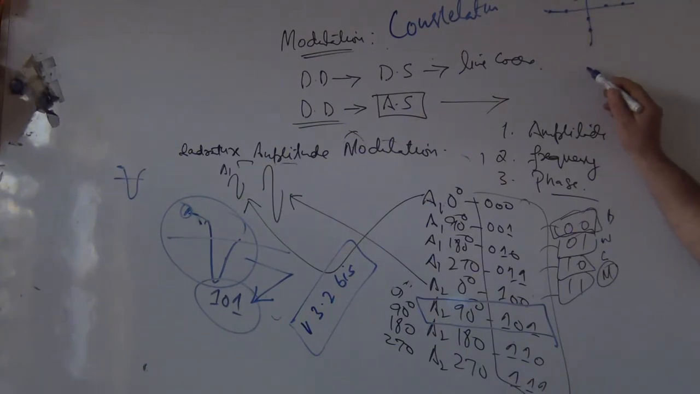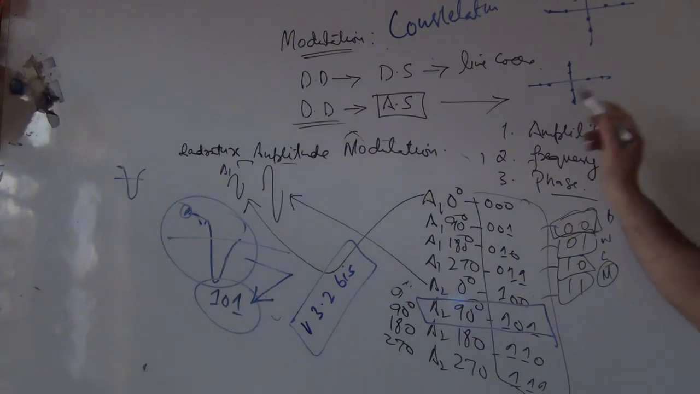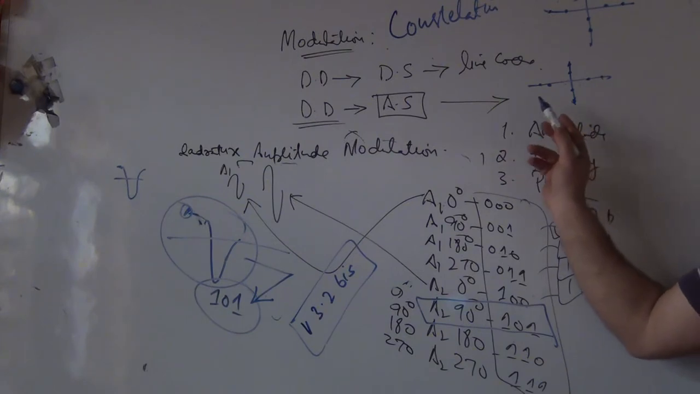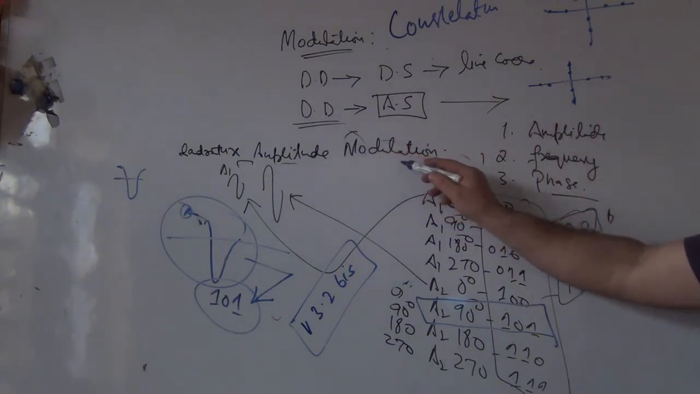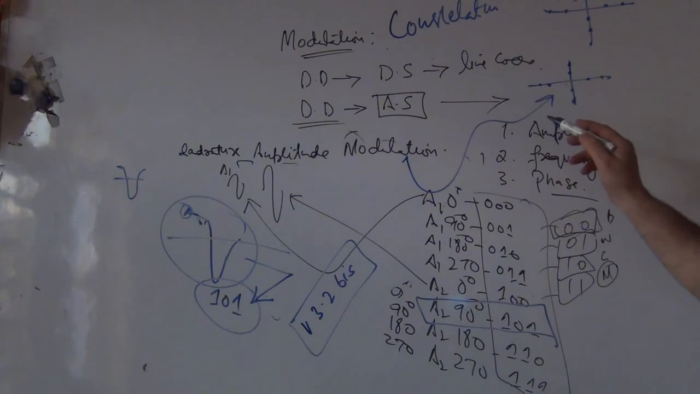Is it coming on the recorder? Now let me make it here. These are my 4 phases, 0 degree, 90 degree, 180 degree, 270 degree. So with every phase I got 2 amplitudes. These dots are amplitudes. So this is your QAM exactly. Constellation diagram of your QAM.